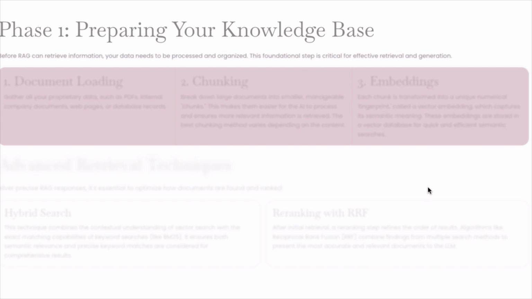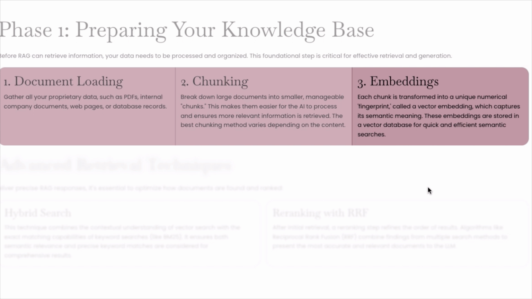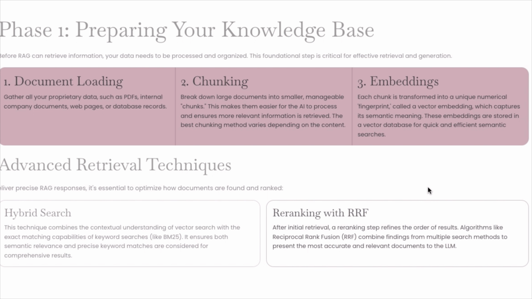The very first important phase is preparing your knowledge fortress, which is where you load your documents and then slice your documents into smart chunks, which is where your RAG can be made or can be mad. This makes it easier for your AI to process and ensures more relevant information. And then the final stage is embedding, where you turn text into meaningful packed vectors for lightning fast matching. And then there are different techniques to this. There's the hybrid search, and then there's the ranking with reciprocal rank fusion.